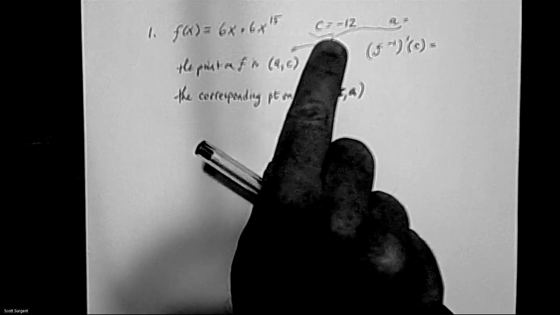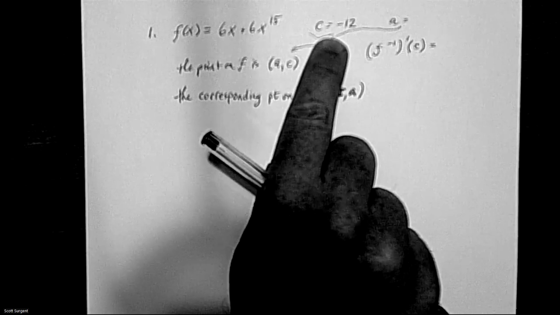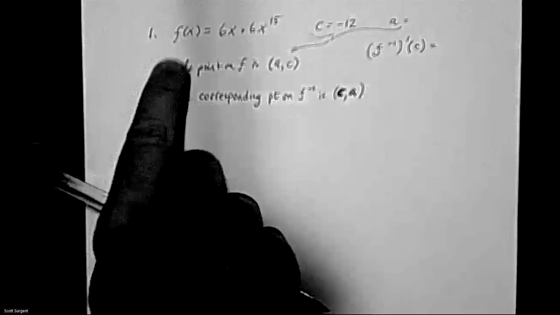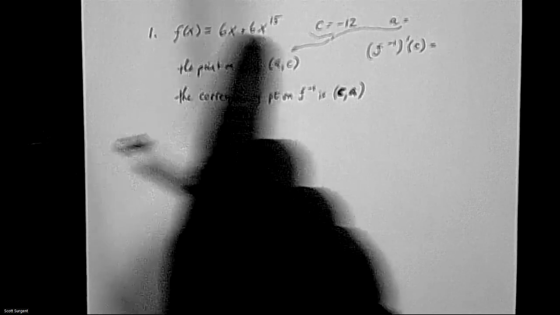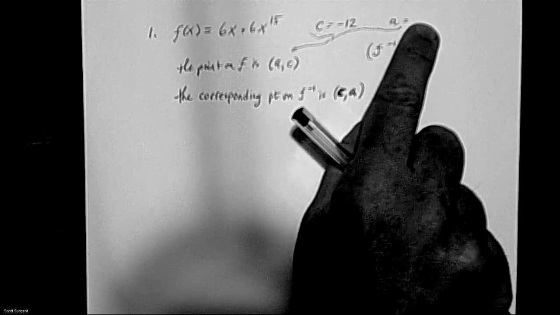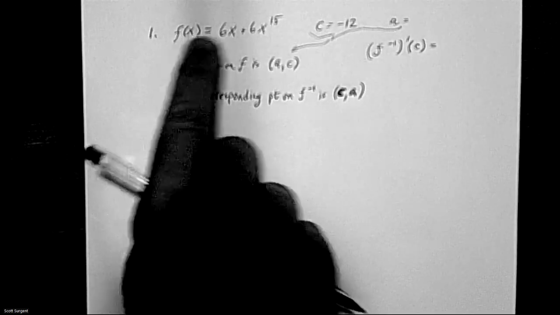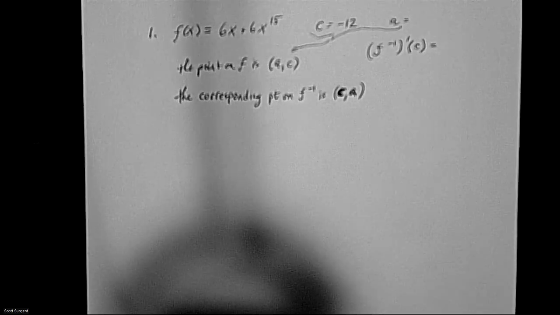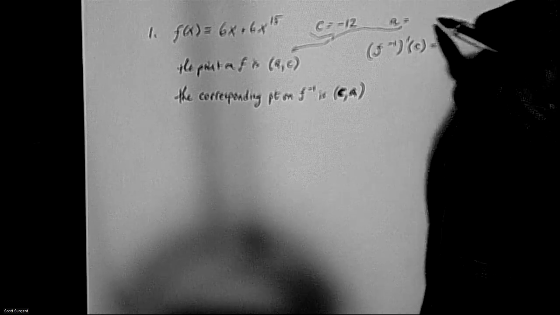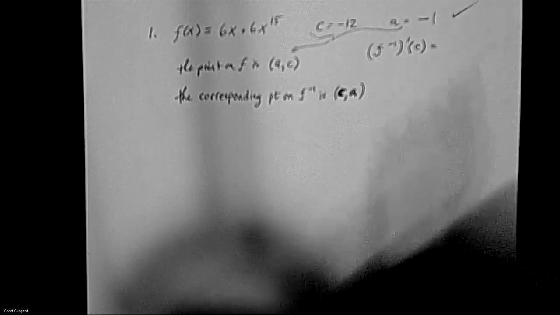In this case, even though it's not explicitly stated, c is actually the output of this function f of x. There's an input that gives you an output of -12. So what is that input? What is a when you plug it in that gives you -12? You might be able to just guess it by looking. Anybody have any ideas? -1. Exactly. All right, so there you go.